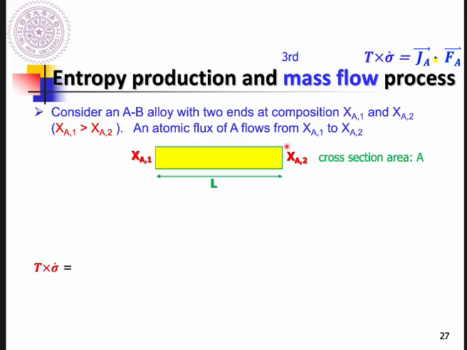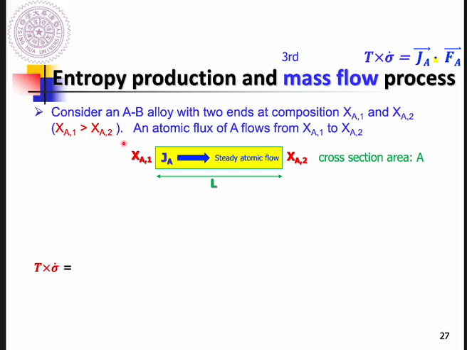So we also have a material, a bar, a metal bar or something. We have our material here, with the length L and cross-section area A. And this is a mass flow process. So I have different compositions of A, where the concentration X_A1 is larger than X_A2. Then that would lead to an atomic flow process from left toward the right-handed side.